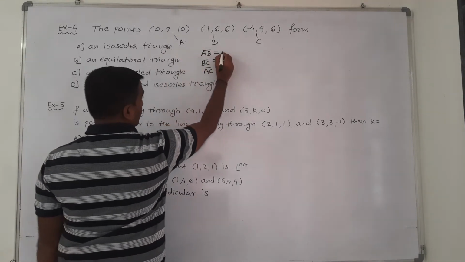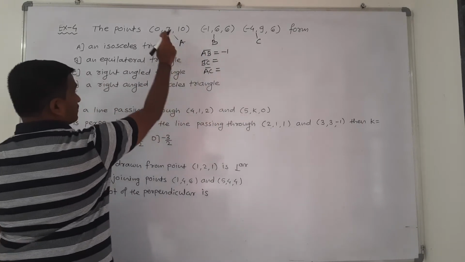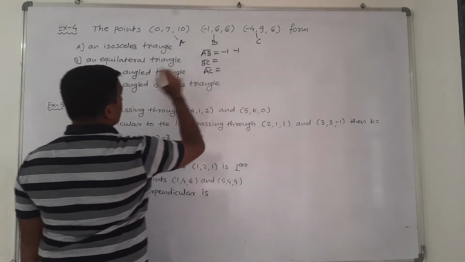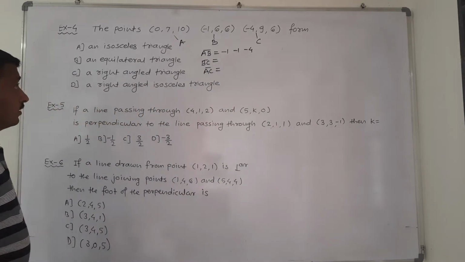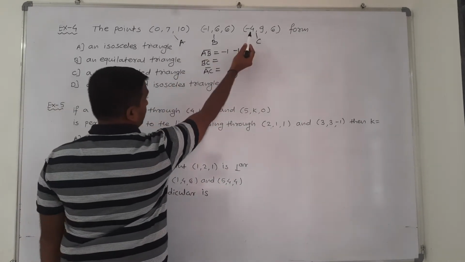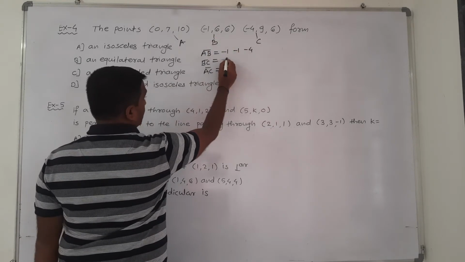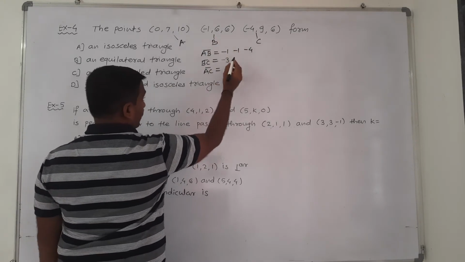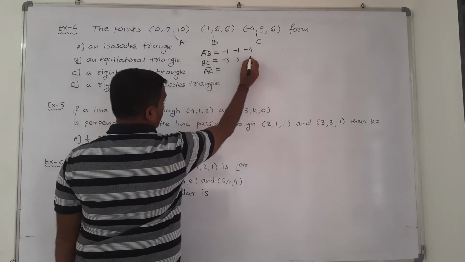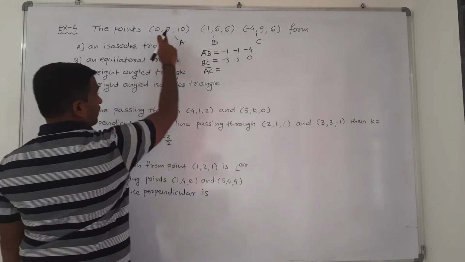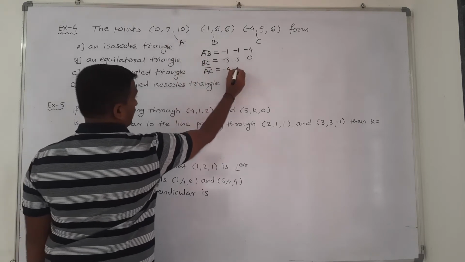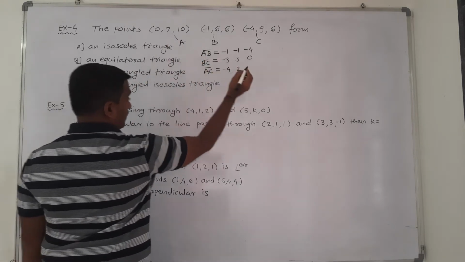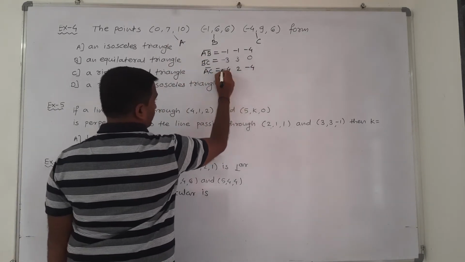AB bar, B bar minus A bar: -1 minus 0 is -1, then 6 minus 7 is -1 again, and 6 minus 10 is -4. BC bar is (-4, -1, -3): 9 minus 6 is 3, and 6 minus 6 is 0. AC bar is (-4, 0, -4)... 9 minus 7 is 2, and the last one 6 minus 10 is -4.